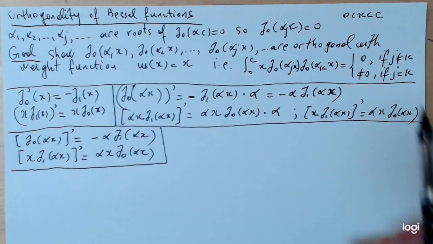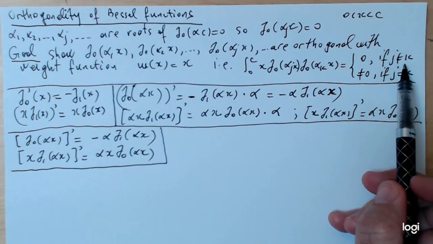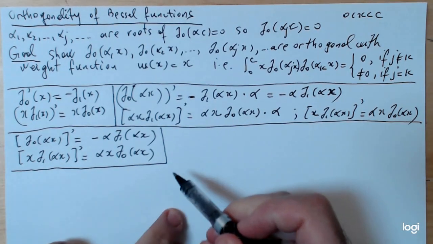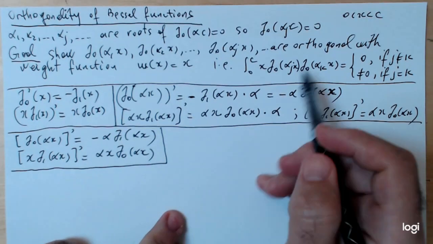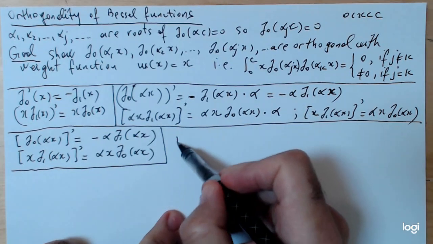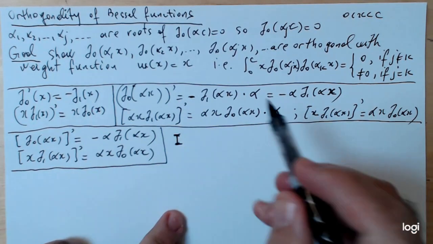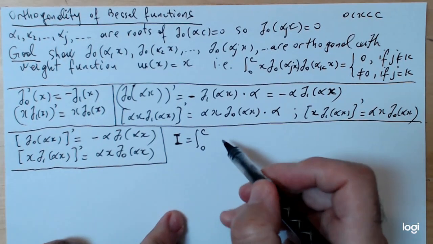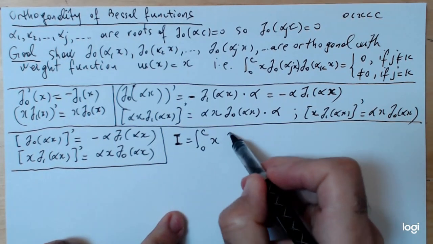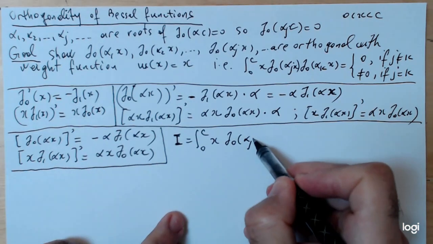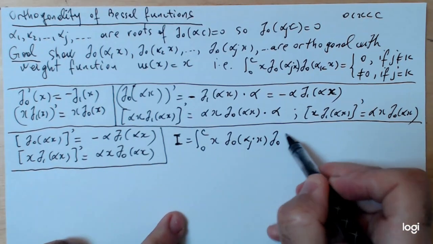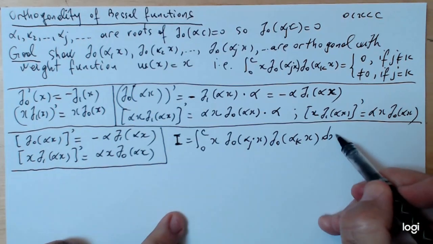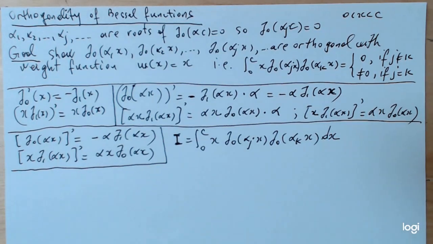So let's start by showing that if j is not equal to k, this integral is actually 0. I'm going to denote this integral by I: the integral from 0 to c of x J0(alpha j x) J0(alpha k x) dx. The goal is to show that if j is not equal to k, then this will be equal to 0.